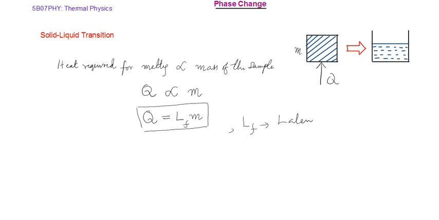You are already familiar with this term. I just remind you again, L stands for latent heat, and this F denotes melting. Otherwise I can call it fusion: latent heat of fusion, or you can say latent heat of melting. Okay, so let's try to understand what is meant by latent heat.